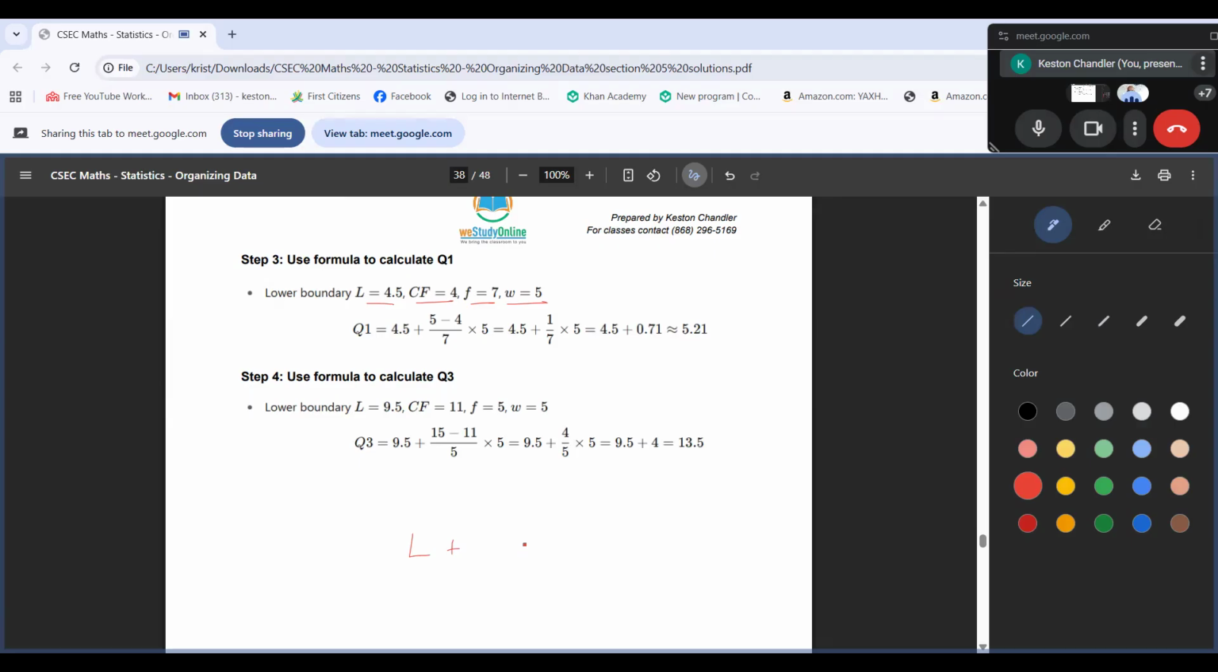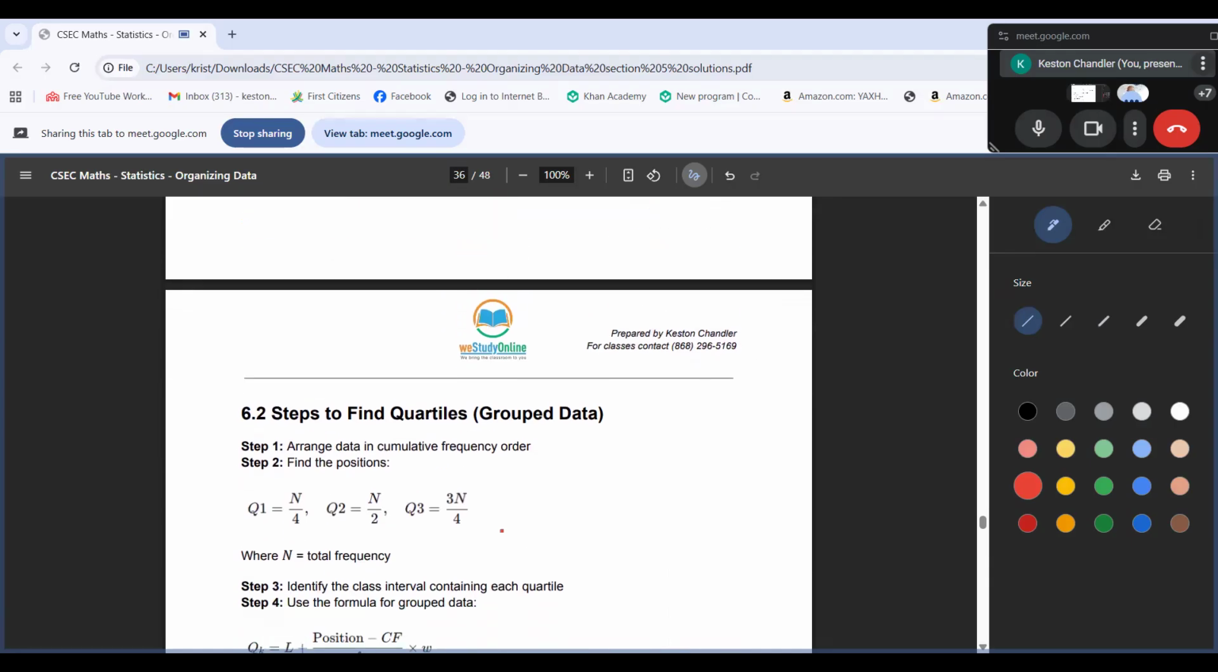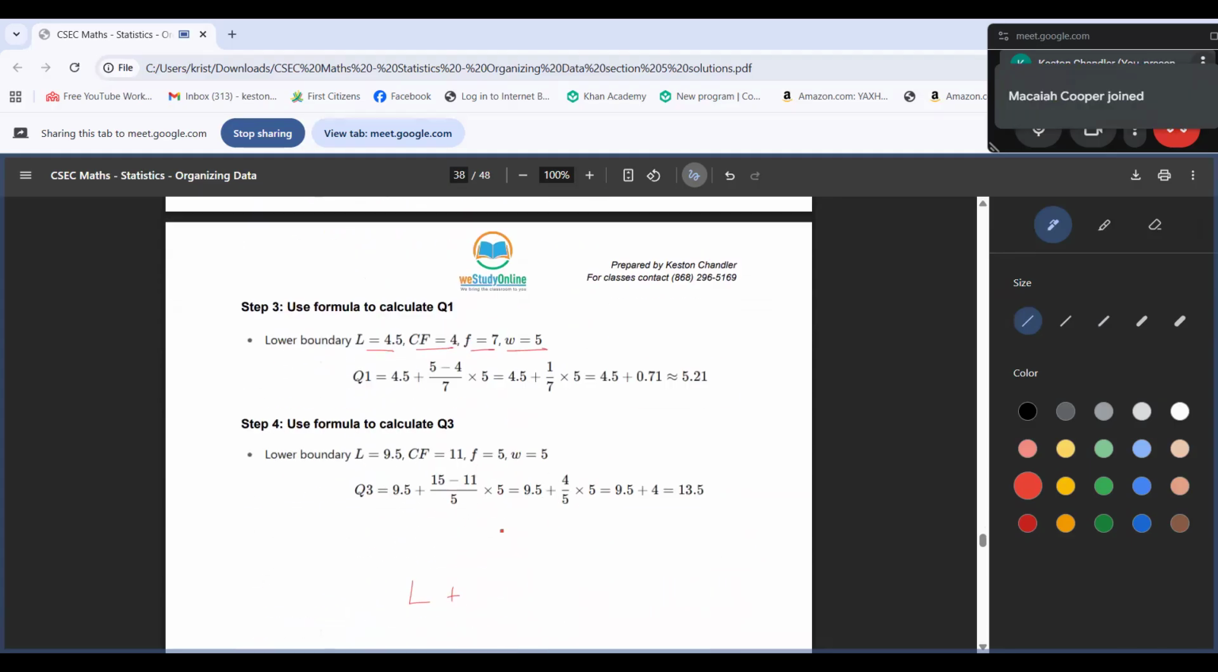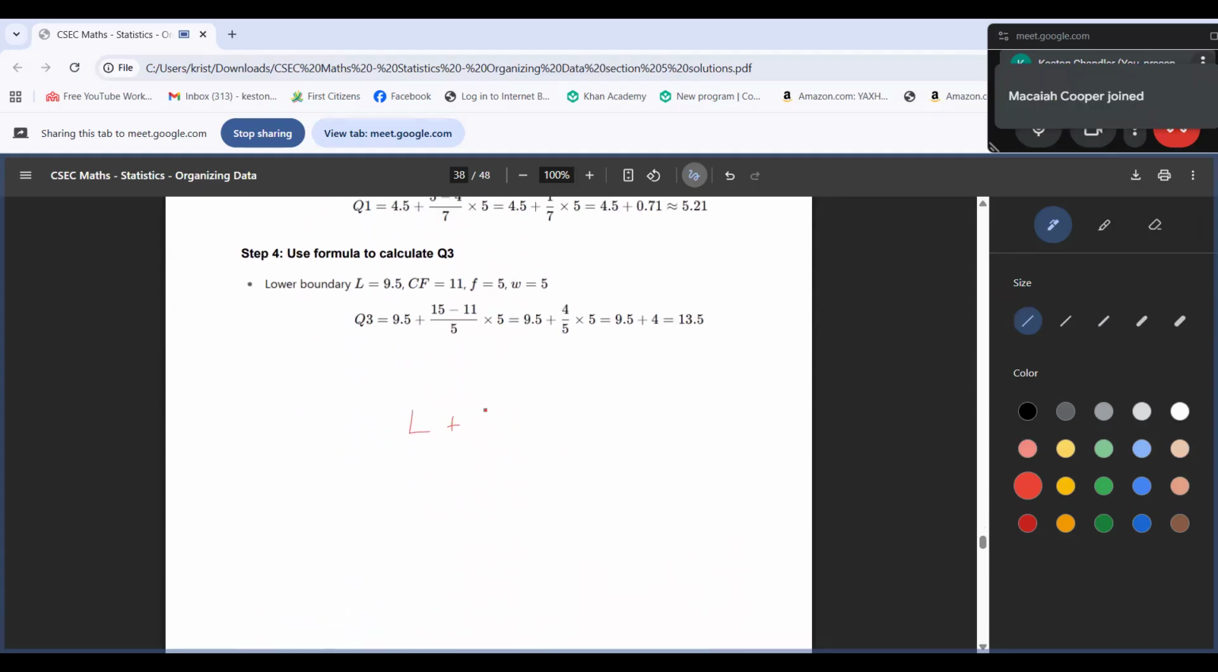We're going to go with our position, the 5th position, right? This was the value of n over 4 minus my cumulative frequency of the class before, over the current frequency, multiplied by the width. This is my Q1 formula.